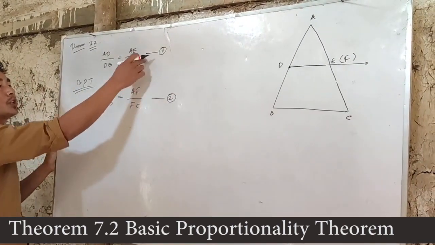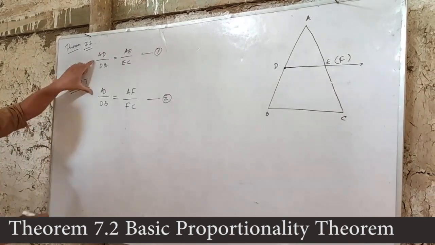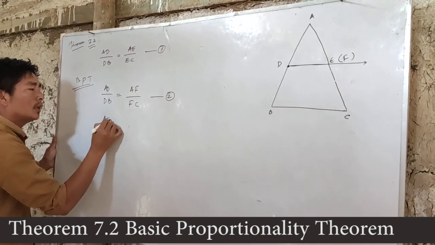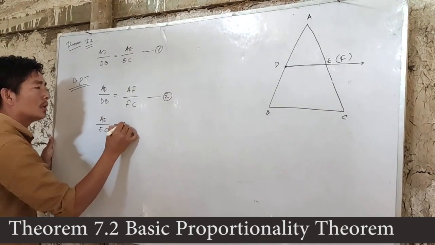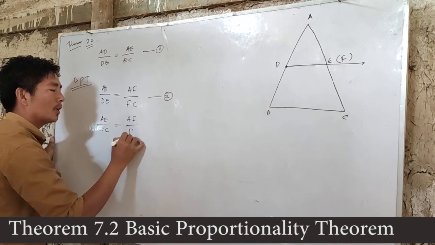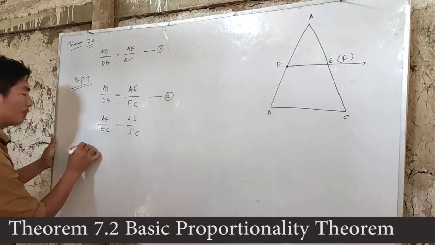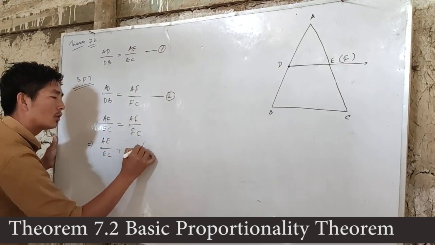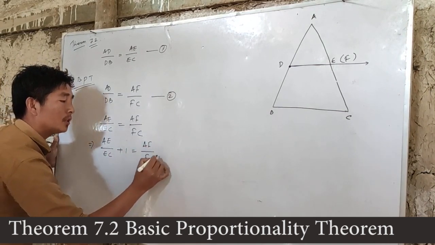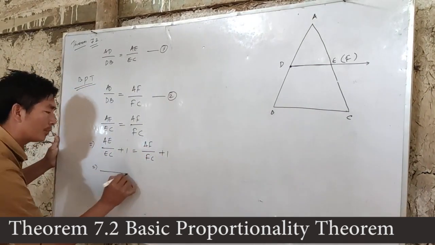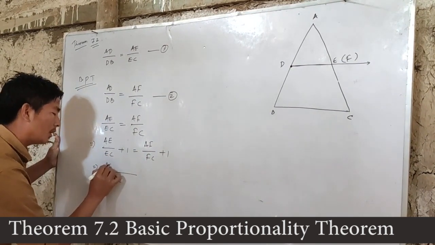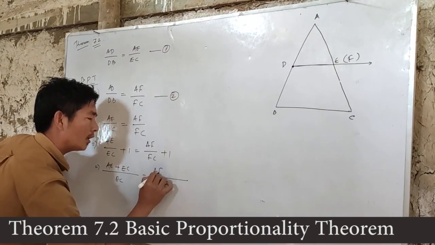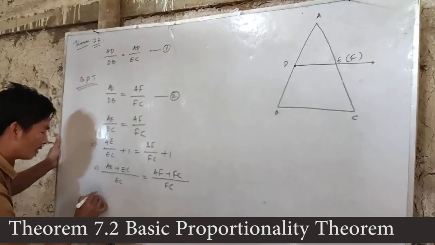If we compare equation 1 and equation 2, we see that both the left hand sides are equal. So as a result, the right hand sides have to be equal. From equations 1 and 2, we get AE divided by EC is equal to AF divided by FC. Now if we add 1 on both sides, that is AE divided by EC plus 1 is equal to AF divided by FC plus 1. You take the LCM, so that is (AE plus EC) divided by EC is equal to (AF plus FC) divided by FC.